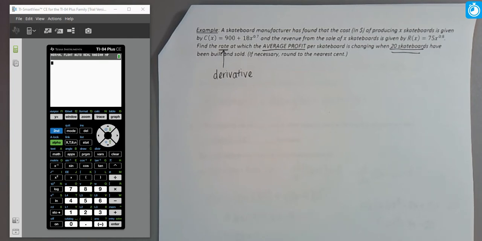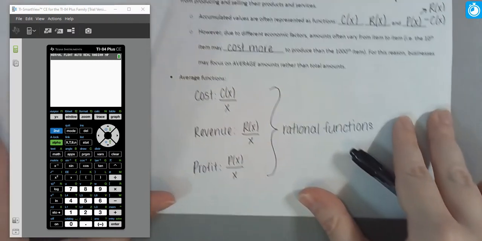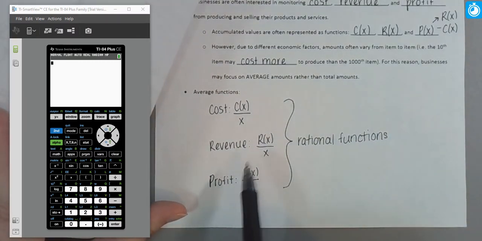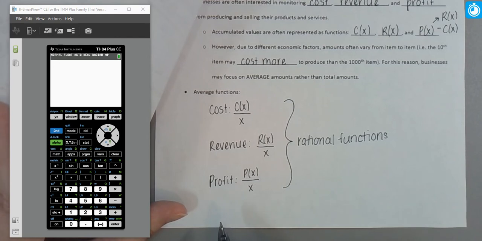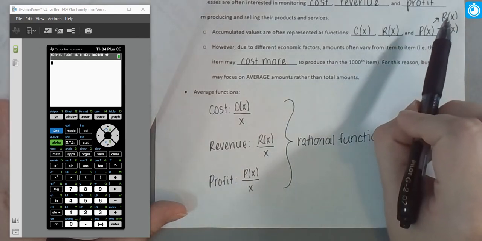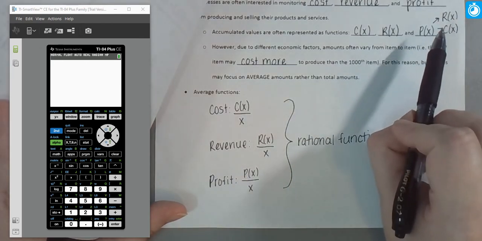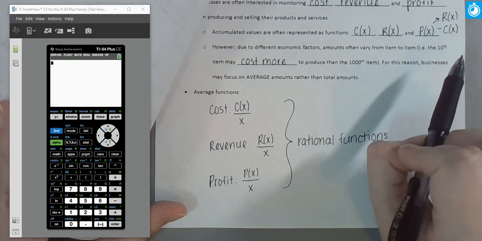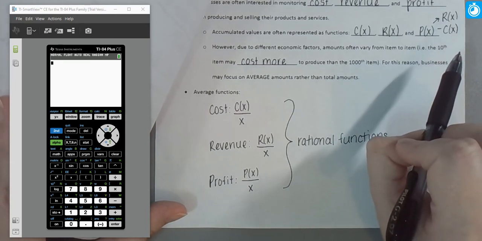Well, we want the derivative of the average profit. Now remember, average profit has a couple different layers to it. It's defined as the profit, the total profit, divided by the number of items that we've produced and sold. But the profit function itself is always defined as our revenue, the money we've made, minus our costs. In other words, how much it takes to produce and sell.